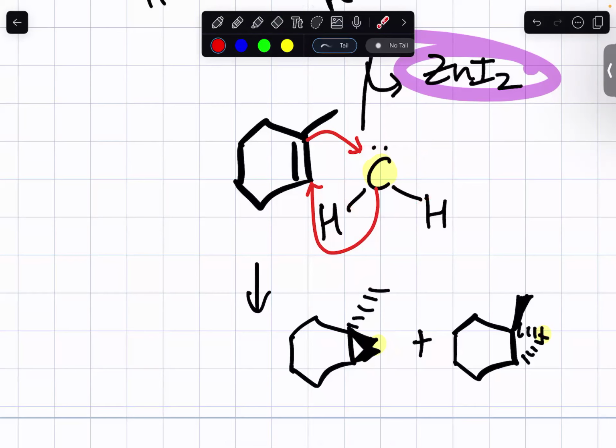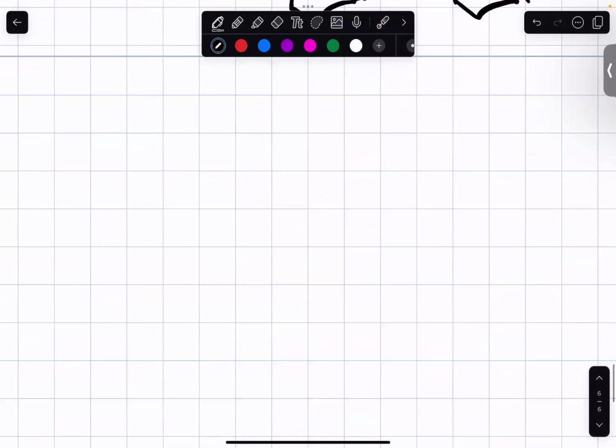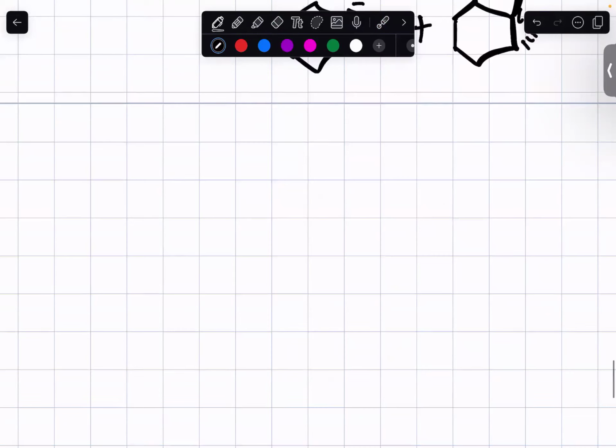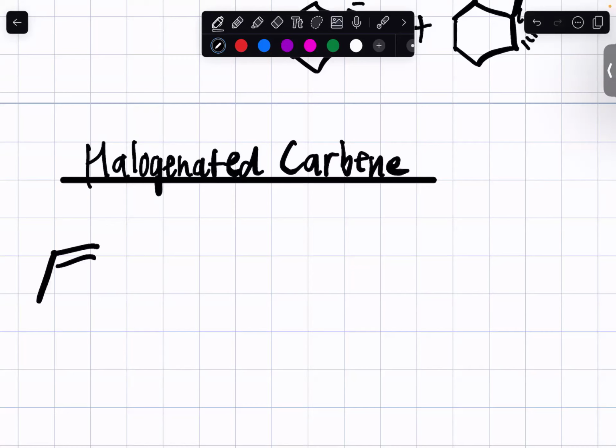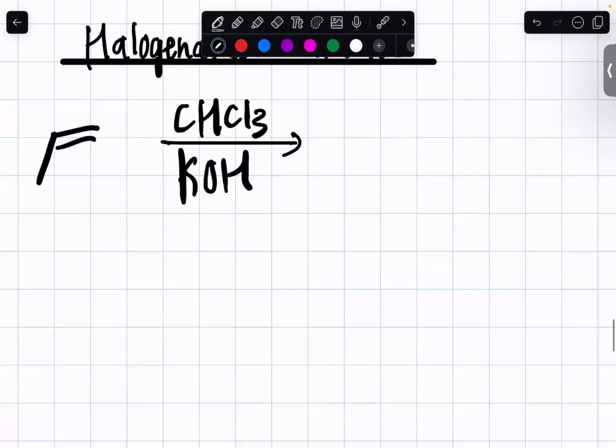Okay. And then there's one last reaction for using carbenes, and that is using halogenated carbene. So let's say we have this alkene right here, react that with CHCl3 under strong base, like NaOH or KOH. So CHCl3 looks something like this. That carbon is bonded to three chlorines and one H like that.